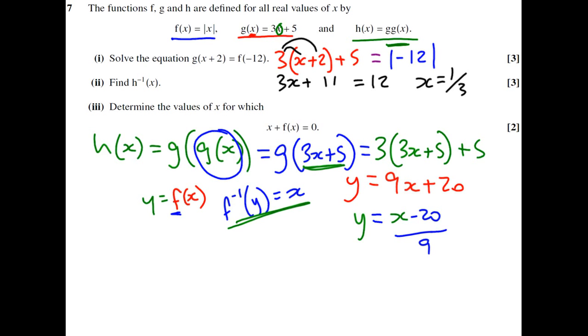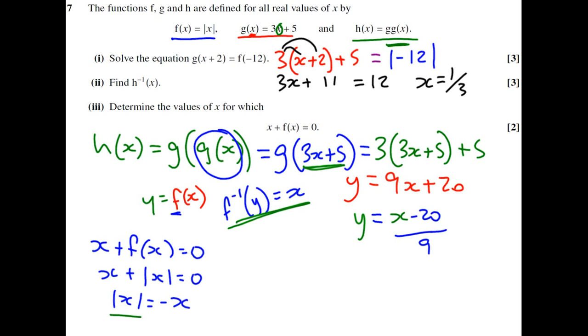Part 3, determine the values of x for which x plus f of x equals 0. F of x is the modulus of x, so when does x plus mod x equal 0? AKA, when does the modulus of x equal minus x? Remember what modulus does. Whatever you've got, you make it positive. So you know the answer for your modulus has to be a positive number. Therefore, you want this to be positive as well. The only way to make that positive is if x is negative.